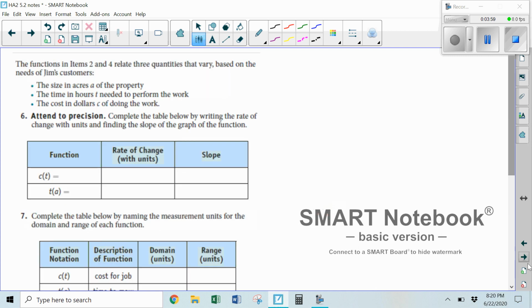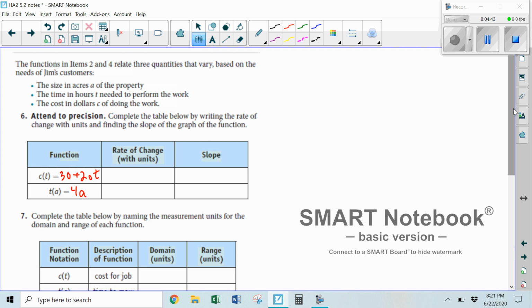The functions in items 2 and 4 relate 3 quantities that vary based on the needs of Jim's customers: the size in acres A of the property, the time in hours T needed to perform the work, and the cost in dollars C of doing the work. Number 6, complete the table below by writing the rate of change with units and finding the slope of the graph of the function. So C of T, that's what we wrote in number 2. Go back and look. C of T equals 30 plus 20T. T of A, that's what we wrote in number 4.